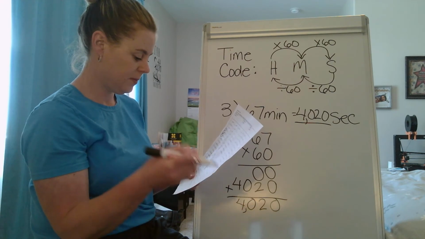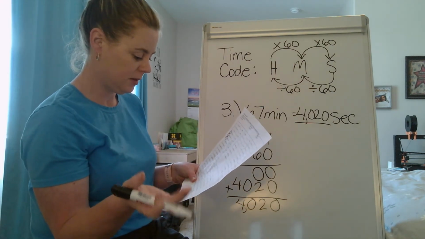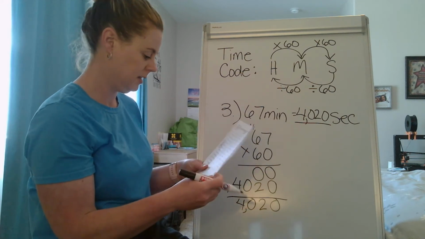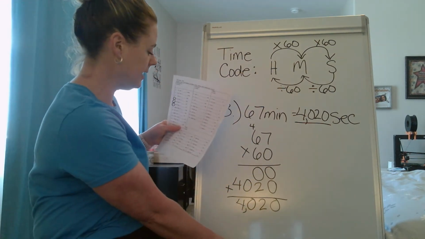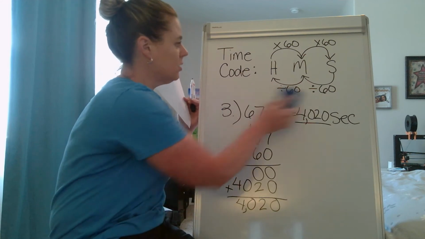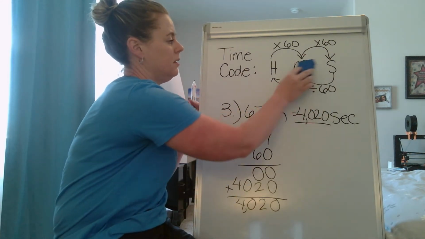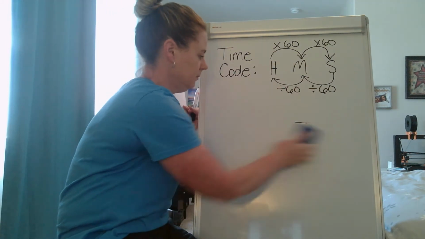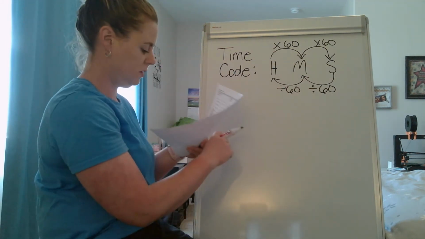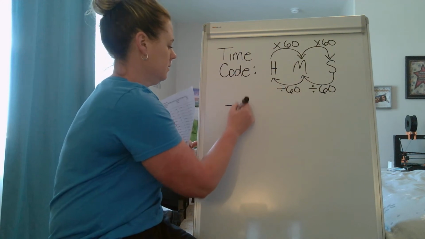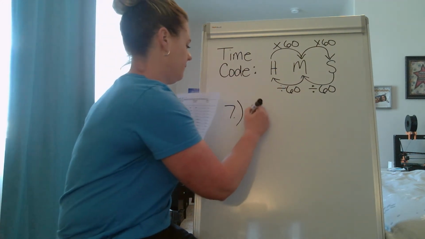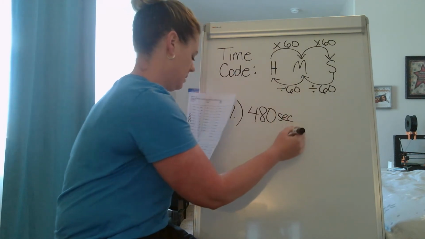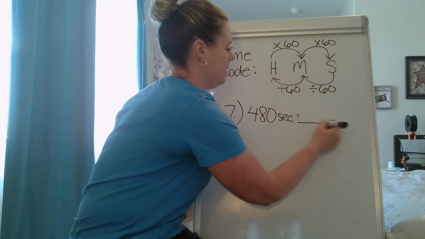Let's go from a smaller, do we do a smaller to a, it looks, yep, a smaller. So let's go to number 7. Number 7, you're going from seconds to minutes. So you're going from a smaller to a bigger. Okay, so number 7 is 480 seconds equals how many minutes?